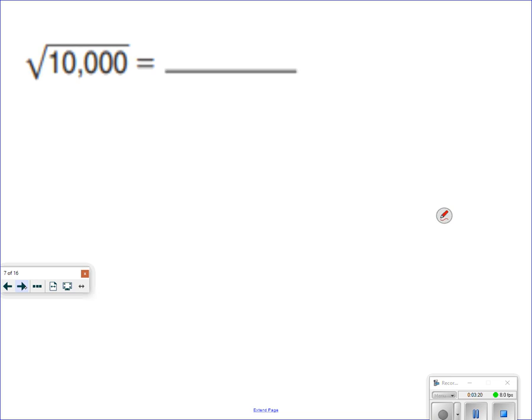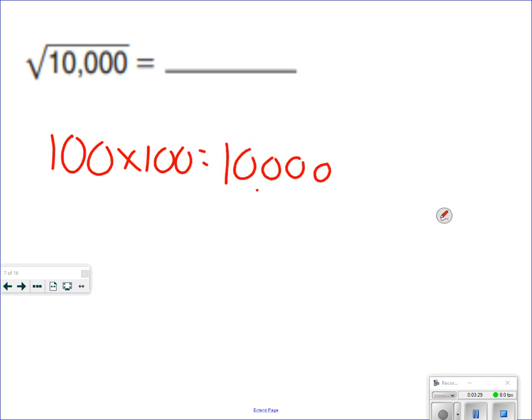10,000. Well, let's take a look. Can we do this one mentally? What would you think? You think 100 times 100 would equal 10,000? 1 and 1. Add all the zeros together. We get 10,000. You can take a look on your calculator. The square root of 10,000 does equal 100.